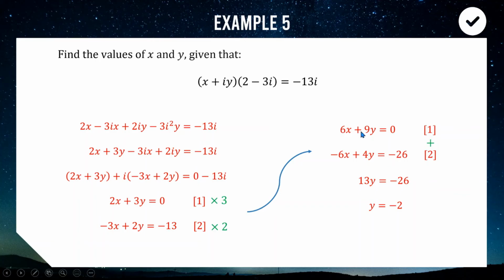Okay, now we pick any of these four equations and we substitute in y equals minus 2. Doesn't matter which one you pick. If you sub in y equals minus 2 and solve for x, you will get an answer of 3. So there we go. If y is minus 2 and x is 3, then this number multiplied by this number will get us an answer of minus 13i.